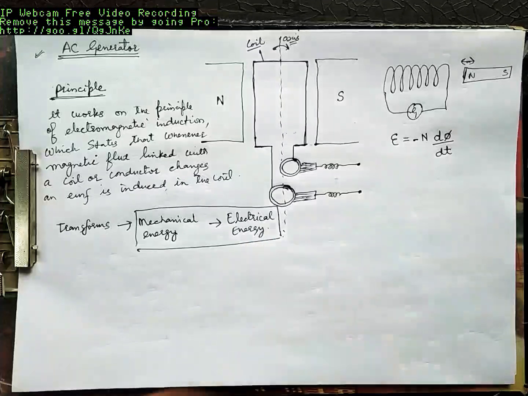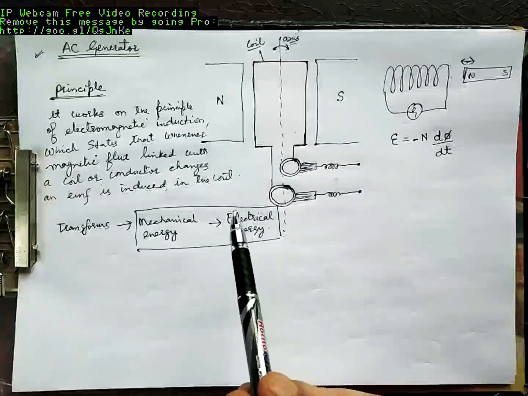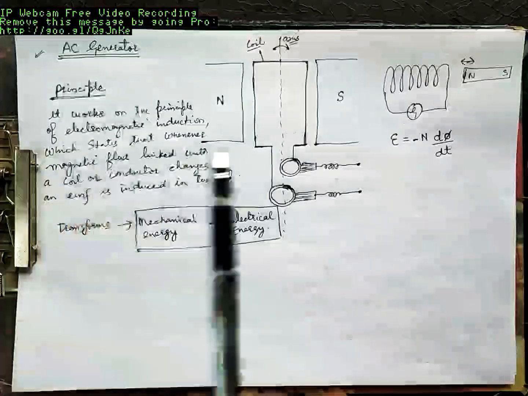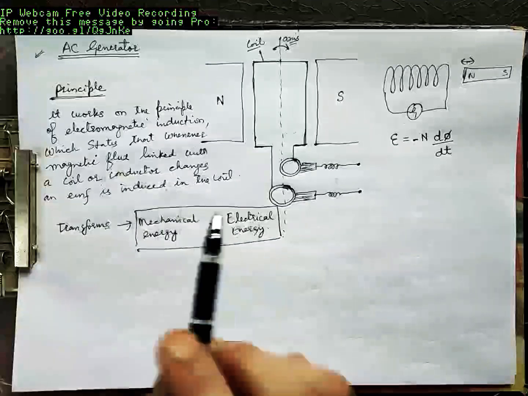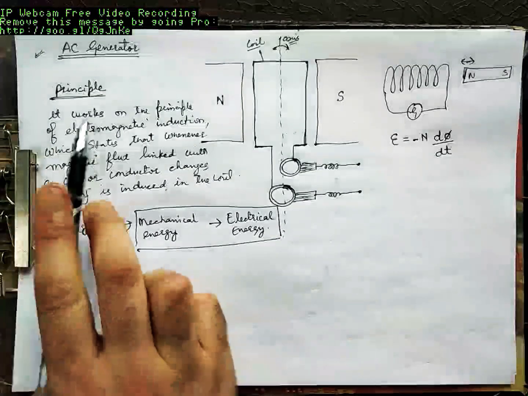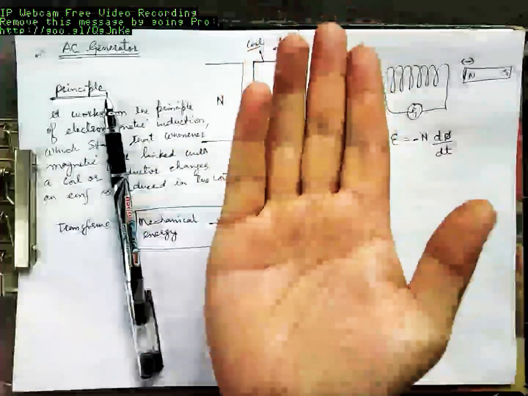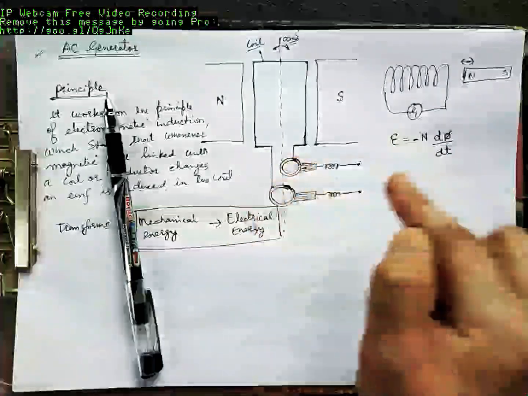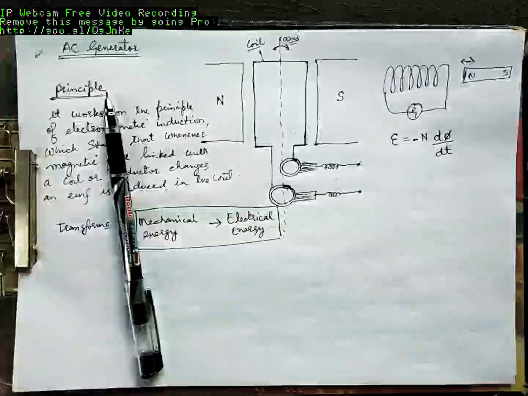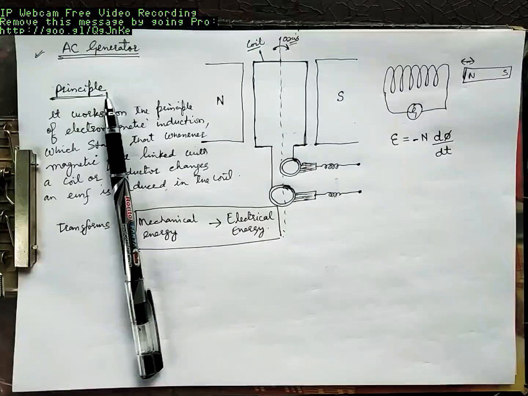So what does an AC generator do? An AC generator basically transforms mechanical energy to electrical energy. I am using mechanical energy to rotate this coil, and that mechanical energy in turn is being converted into electrical energy that we are using. Fine. Okay.